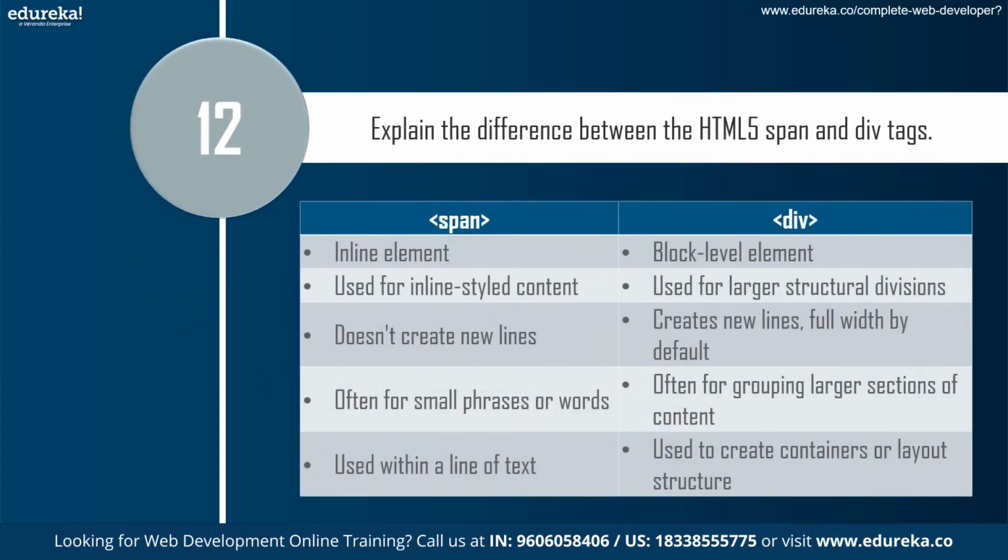Span is an inline element mainly used for styling small content within a line, while div is a block-level element used for creating larger divisions in a document, organizing content into separate blocks or containers. Span does not create new lines and it's suitable for inline styling, whereas div creates new lines by default and is employed for structuring larger sections of content.